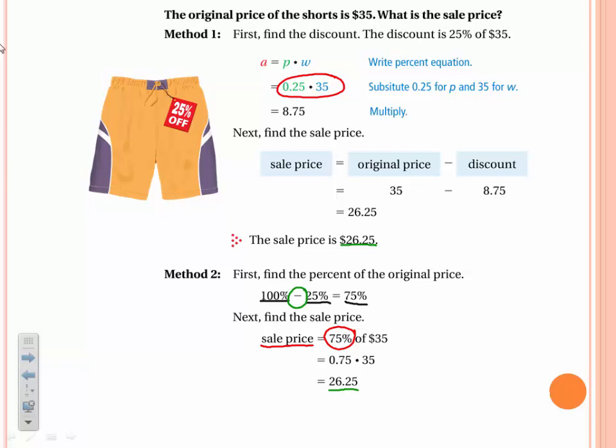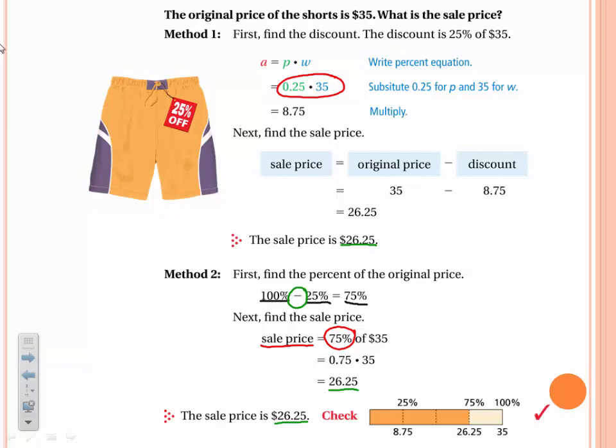Okay, I know. This lesson can get confusing because sometimes there's multiple steps. So our sale price is $26.25 no matter which way you do it. So the first way, find the discount amount and subtract it. The second way, subtract the percentage off and find the sale price. Both ways work. All right, it's your turn.